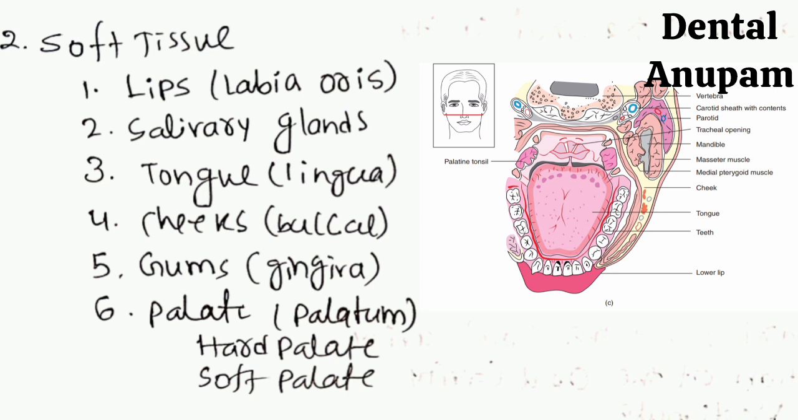Two curved folds of mucous membrane originate bilaterally from the base of the uvula, and they are called the facial pillars or arches.